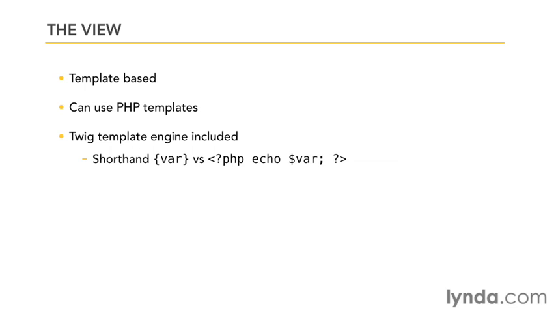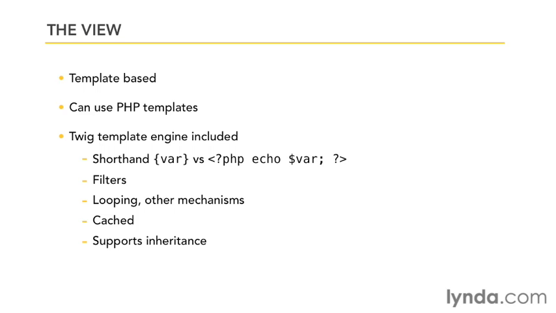For example, if you want to output a variable, you simply wrap the name of the variable in curly braces. This would be different from the PHP methodology, where you'd need to create a PHP tag, write the echo command, and then output your variable. Twig also offers a number of filters, some mechanisms for looping and other things. All of your Twig templates will be cached. And Twig templates support inheritance, so one template can inherit another. You can even embed controllers directly inside of your templates.